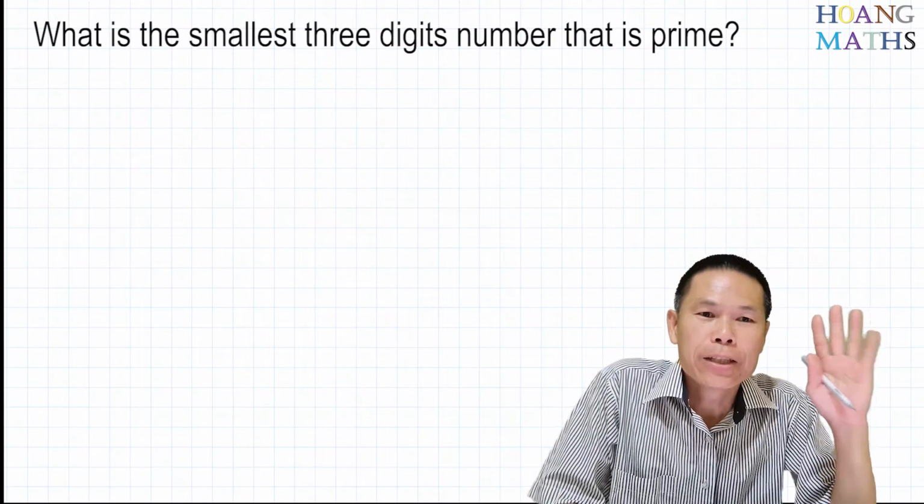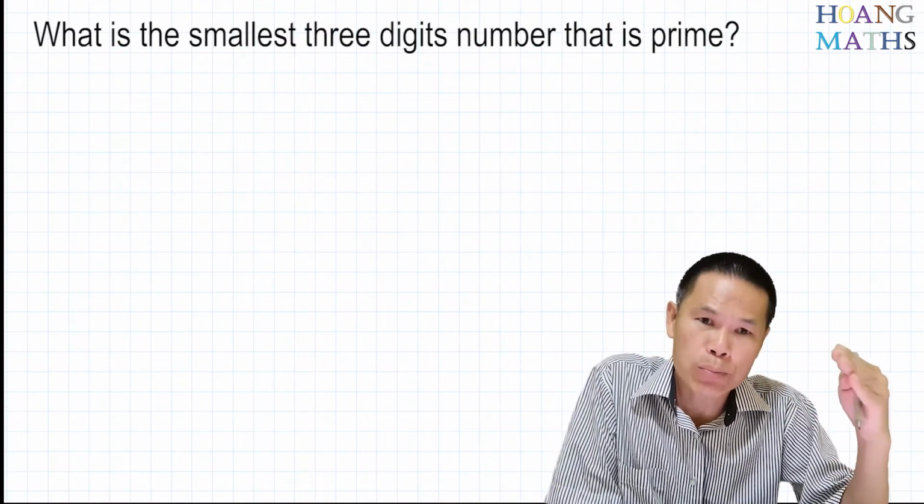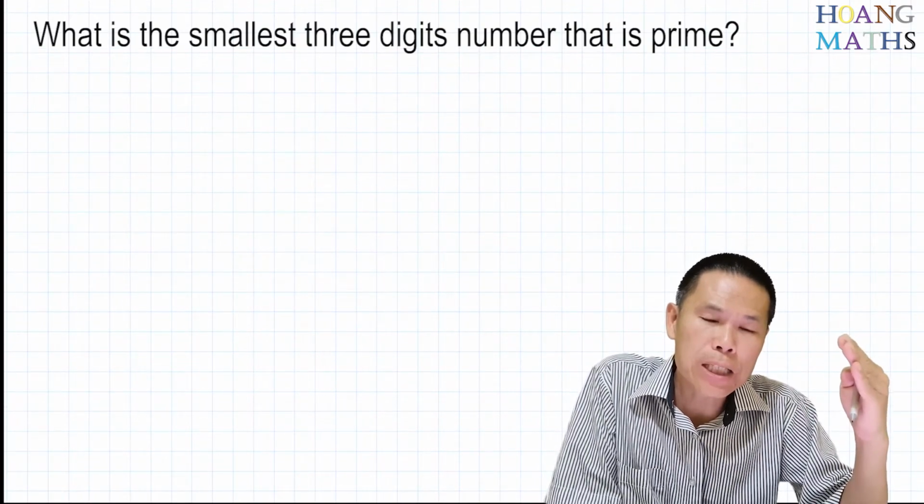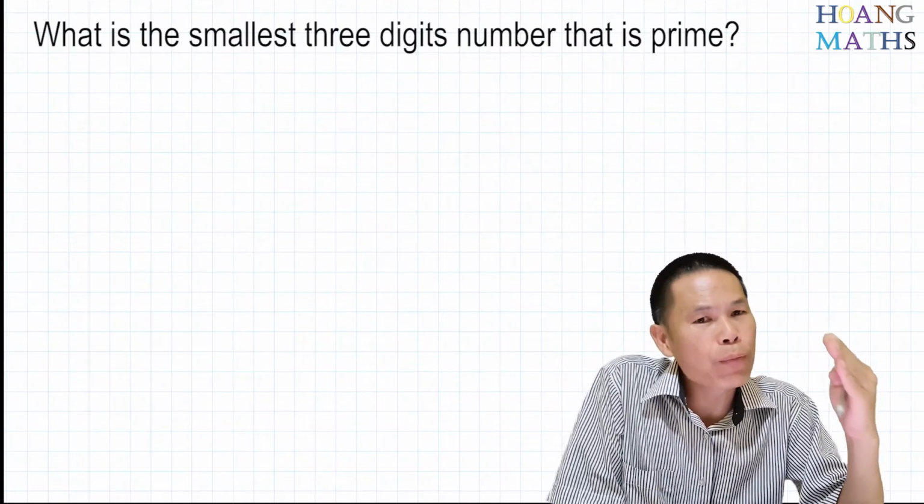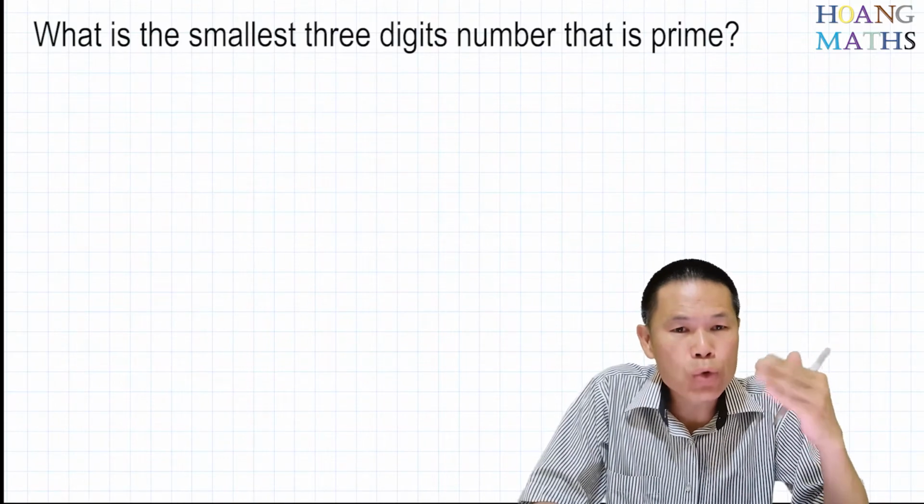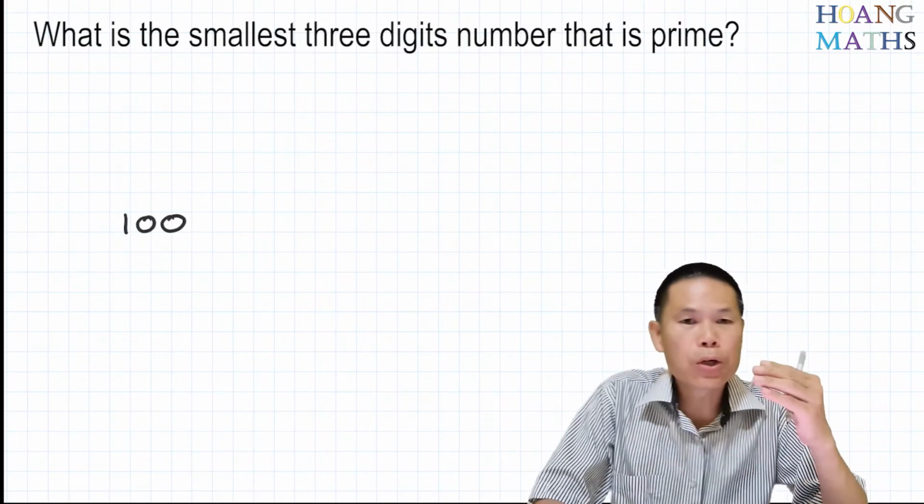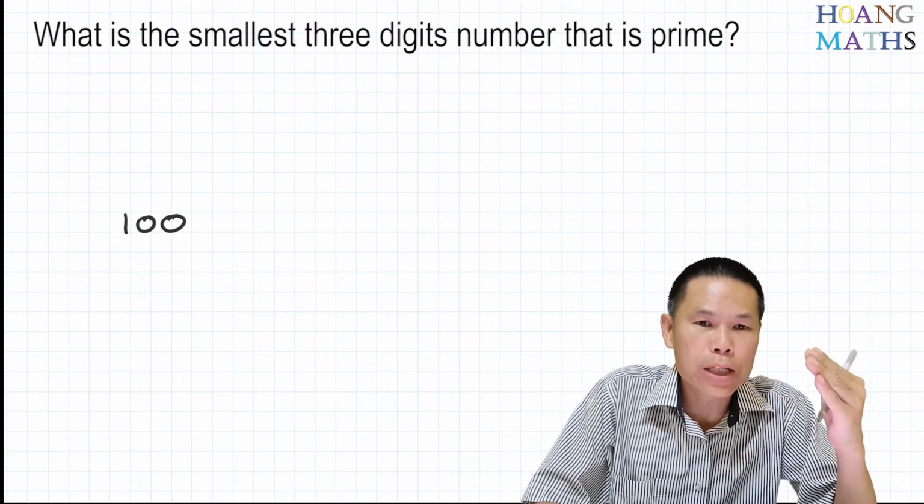Hi, I'm back. So how do you go? Because the question is asking for the smallest prime number, right? For 3 digits, of course. So we're going to start from the smallest 3-digit number, and we go up. So the smallest 3-digit number is 100, because that is the smallest 3-digit number.